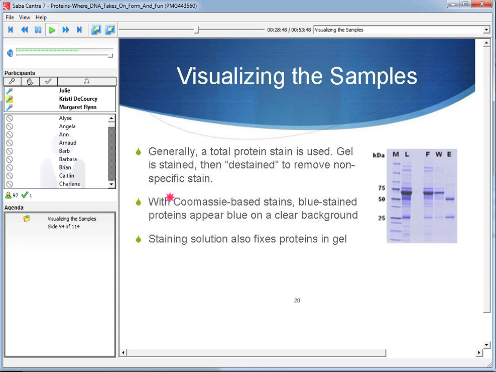The second function of this stain is actually it fixes the proteins in the gel. So whichever you're using, whether it's a Kumasi blue, historically, Kumasi blue stain, or a modern stain like BioSafe, which is a Kumasi G stain, both will serve to fix the proteins in the gel so they won't just wash out.